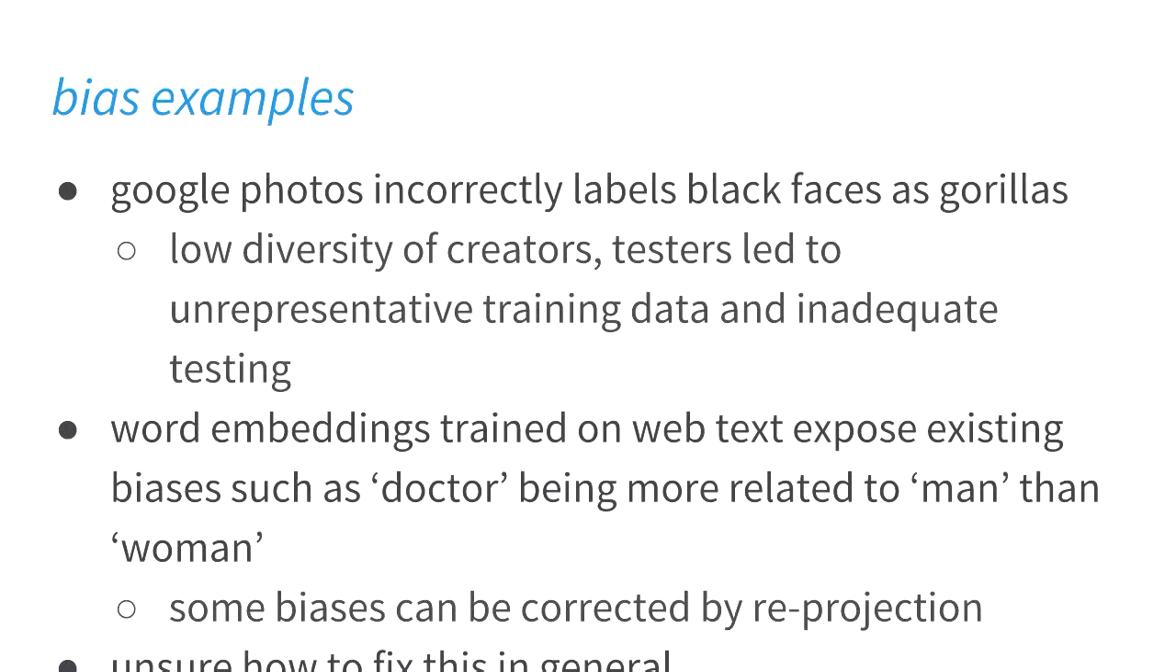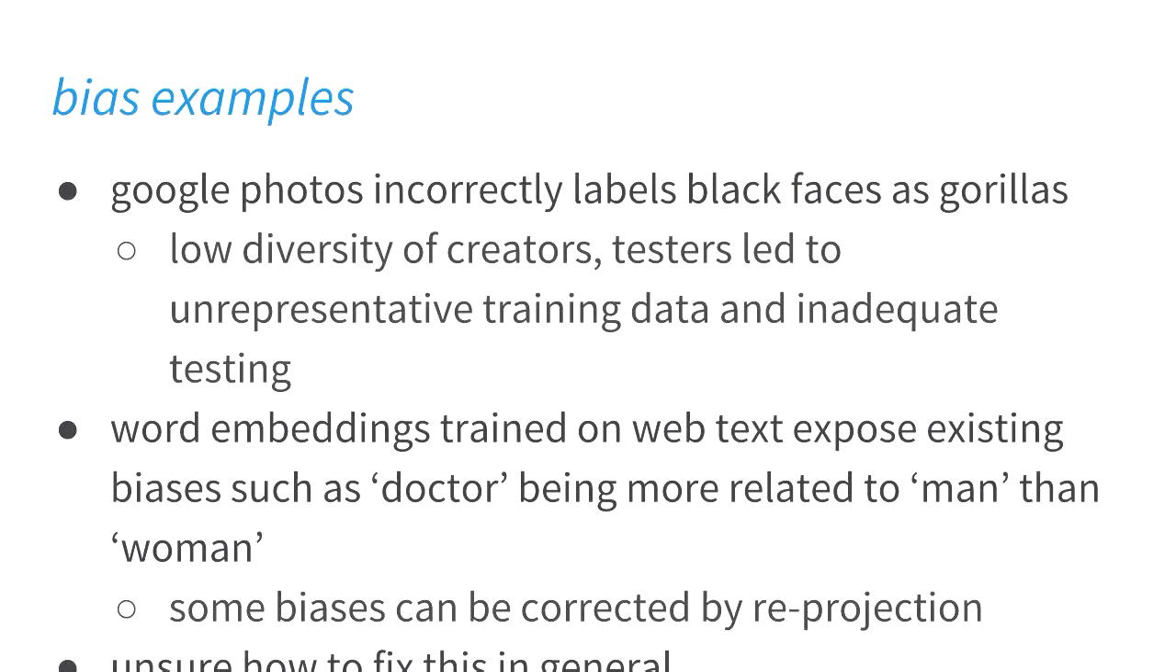And you also have problems with other models. Word embeddings is a technique that you use to find representations of words that you can use in machine learning, such that related words are close to each other in space. There's a distance metric. And so when you train one of these word embeddings on, for instance, just generic web text, you can find things such as the distance between doctor and woman is much farther than the distance between doctor and man. And so we have learned a gender bias in our word embedding model.